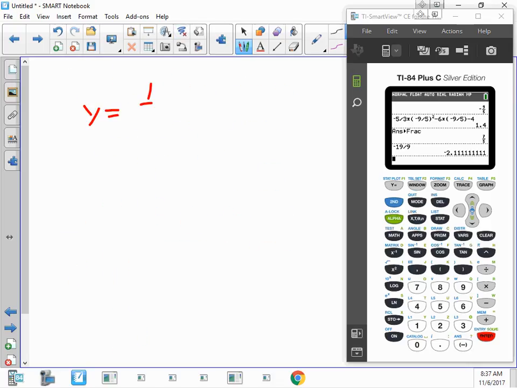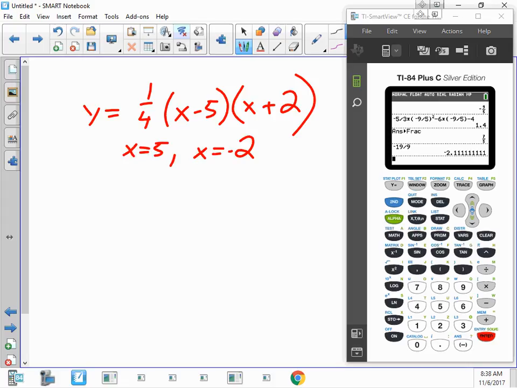Y equals 1/4 times x minus 5 times x plus 1. No, let's not do that. Let's do x plus 2. That'll be a little bit harder. What sort of parabola do we have here? A very short parabola. It's 4 times shorter than you're used to, or 1/4 as tall. My roots are x equals 5 and x equals -2.